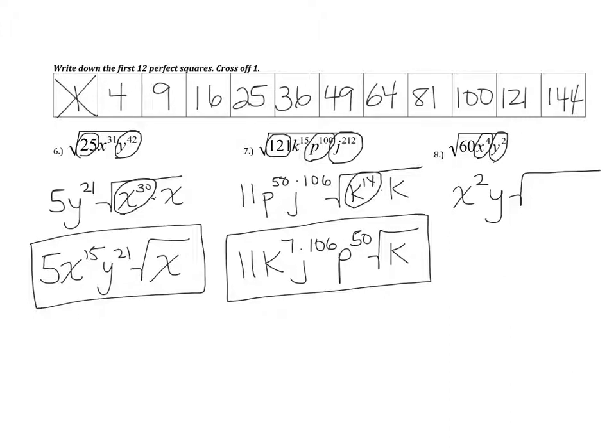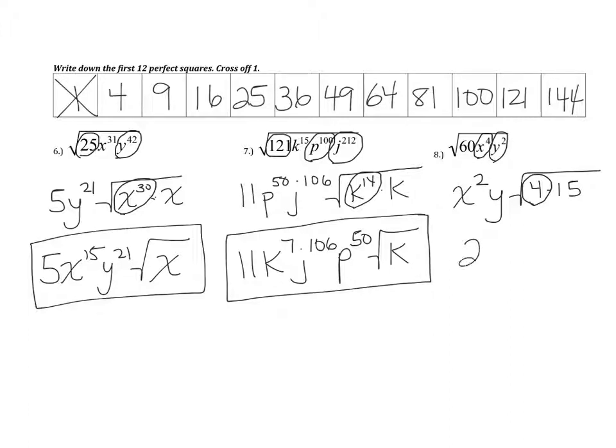Now 60, we want to figure out perfect squares that go into 60. So we would play around with that. I'm pretty sure 4 goes into it 15 times. So I'm going to break that into 4 times 15. And then just like I would do with regular numbers, I pull out the square root of 4, which is 2.